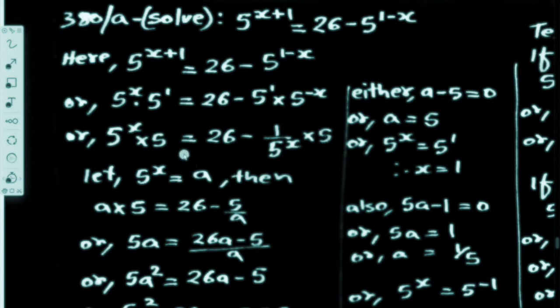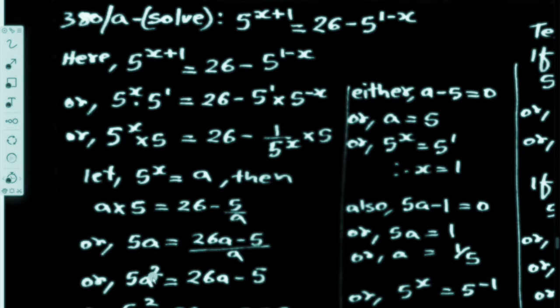To make our calculation easy and our process short and simple, we should replace 5 power x with a. Let 5 power x equal a. Then a into 5 means 5a, so 5a equals 26 minus 5 by a. Taking the LCM, 5a equals 26a minus 5 by a.